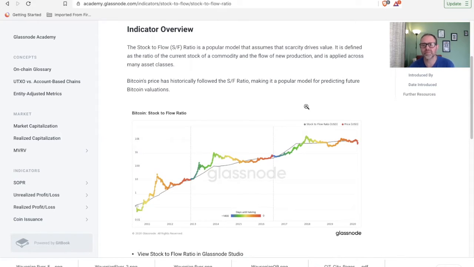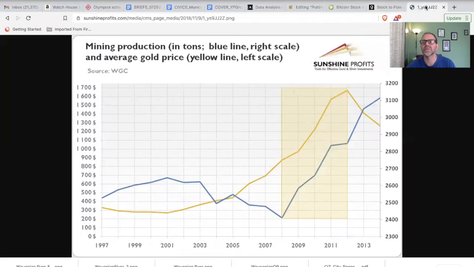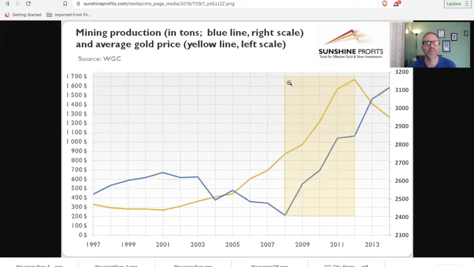So typically this has been used with gold. Let's look at the gold one here. I really wish it stopped popping in and out like that. But anyway, here's mining production of gold, and then the stock to flow of gold is in blue, and then the gold price is in yellow. As you can see, it's not exact, obviously. It's not an exact science, but they tend to generally move pretty close together. Production, here's the flow, and here's gold following it.